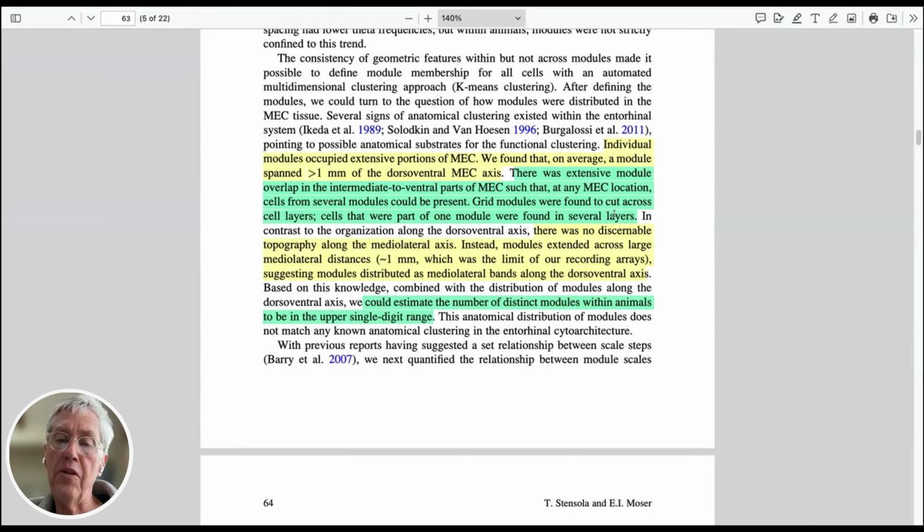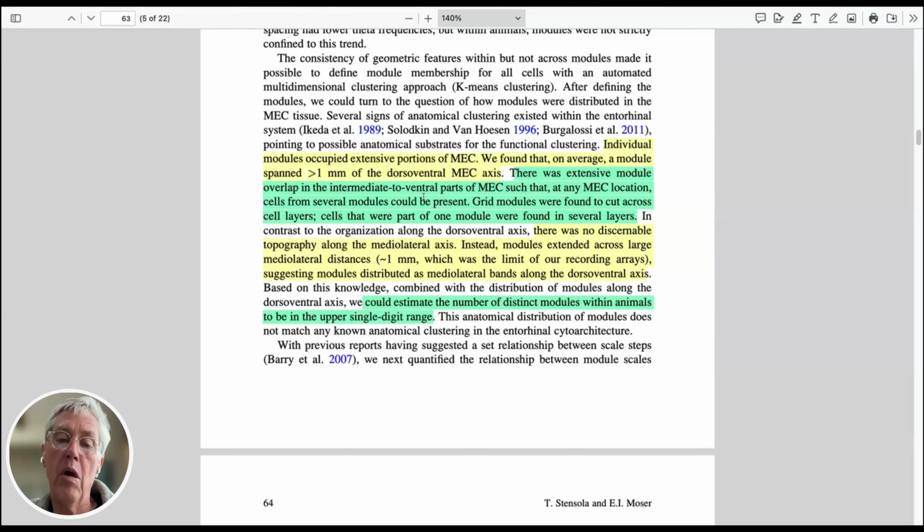Cells that were part of one module found in several layers. So I assume that meant they're all kind of intermixed, because it's not like a bunch of stratified layers where the top is going to be one scale, the next layer down the next scale, next layer down another scale. This language suggests they're kind of mixed together, but I'd have to read the rest of the paper carefully to see if I could deduce that.